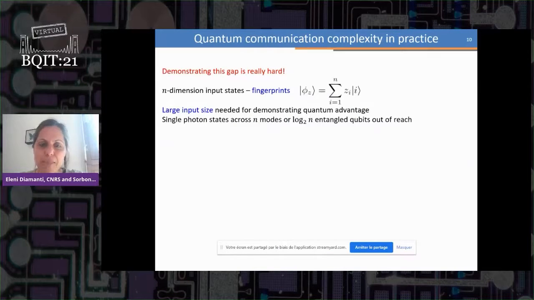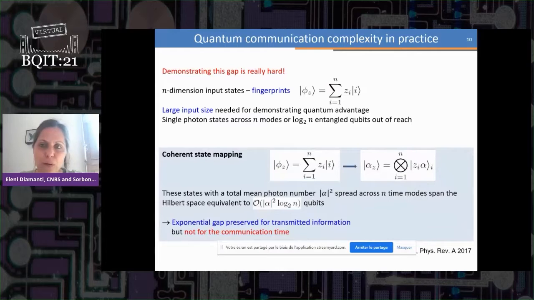So actually, demonstrating this gap has been considered really, really hard. It was shown that to do this, you need very high-dimensional input states, so-called fingerprints. And even if we assume that low-size fingerprints of the type that you see here can be built, actually demonstrating quantum advantage in practice in the presence of imperfection is a lot harder, and you need a large input size. You will need single photon states across many modes or a big number of entangled qubits. So when this n is on the order of hundreds or thousands, you understand that this is completely out of reach of present experiments.